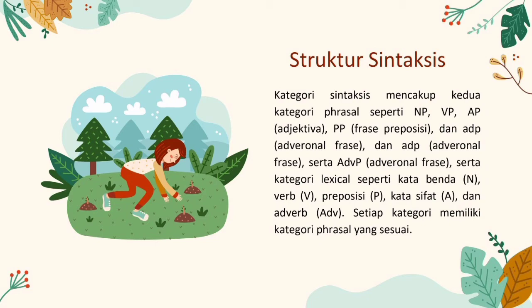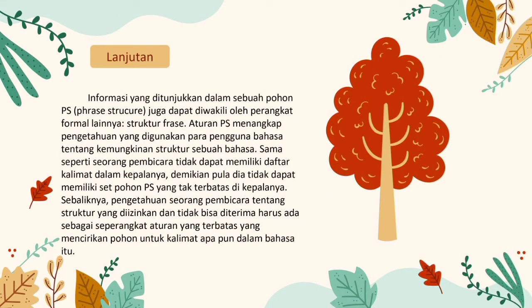For example, an S is composed of an NP followed by a VP. A VP is composed of a V that may be followed by an NP, and so on. The information shown in a PS tree can also be represented by another formal device, phrase structure rules or PS rules. PS rules capture the knowledge that speakers have about the possible structure of a language.